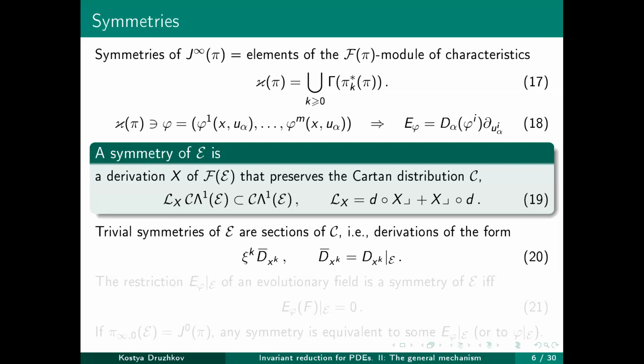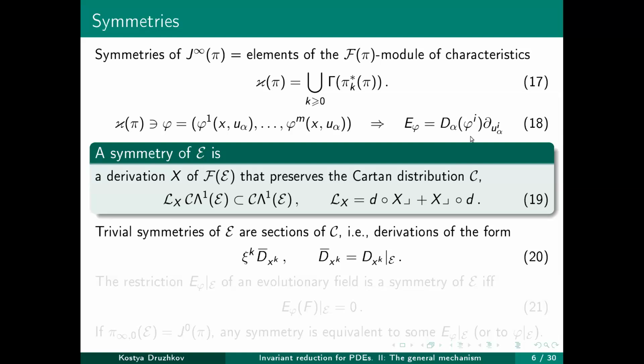And in coordinates, if we have a characteristic, then it is given by a vector function with components phi-1, etc., phi-m. These components depend on independent variables, dependent variables, and derivatives up to some finite order, the same for all adapted local coordinate systems. And such characteristics describe the respective evolutionary vector fields, also given under formula 18. So basically, symmetries of infinite jets are vector fields of this form, but we can identify them with their characteristics.